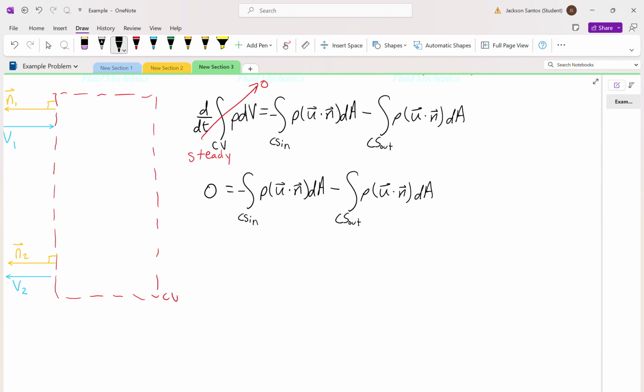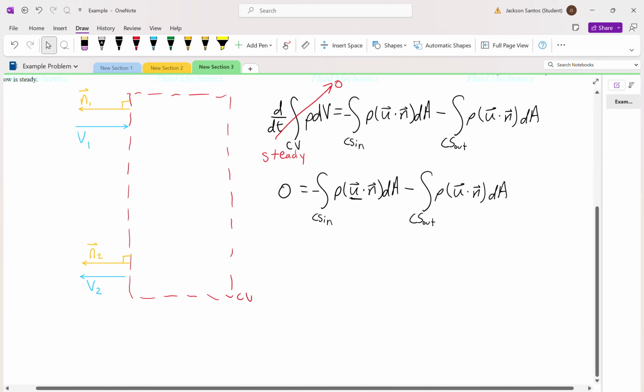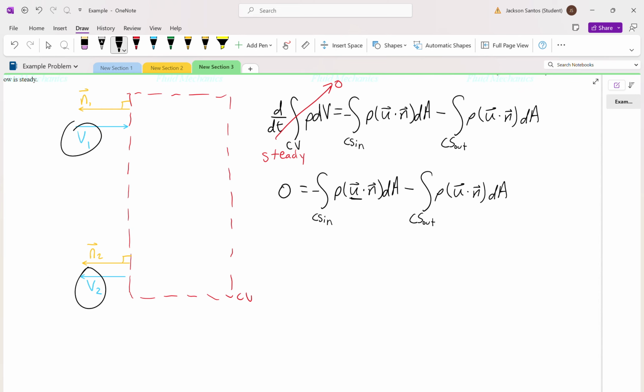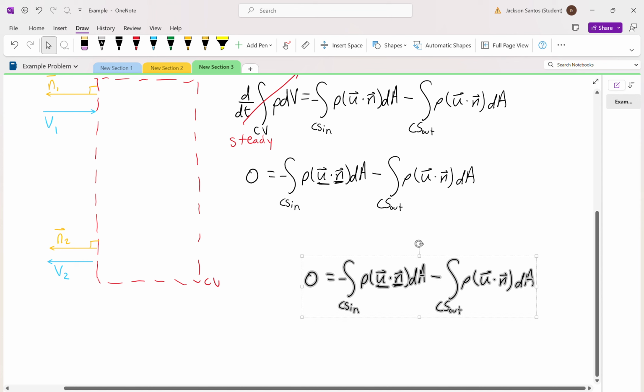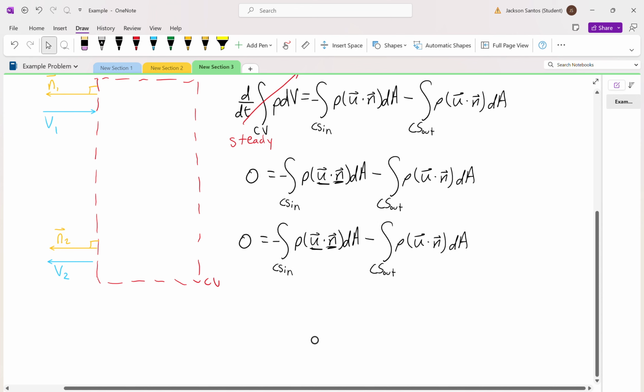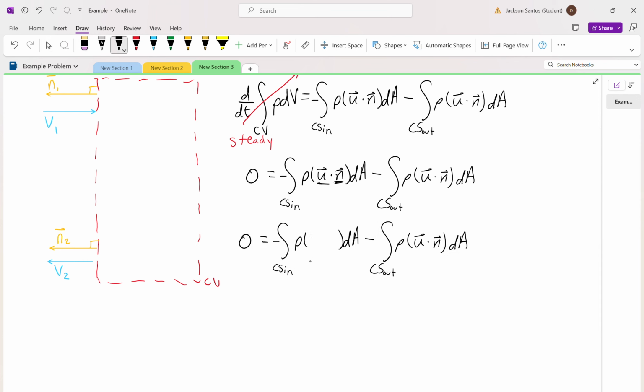From here, we can also fill in this dot product that we have. The velocity vector is going to be our V1 and our V2, and then the n is going to be the normal vector. So to rewrite this equation again, it's going to look a little something like this. We're going to erase the velocity and normal vector. So our velocity vector is just going to be V1.